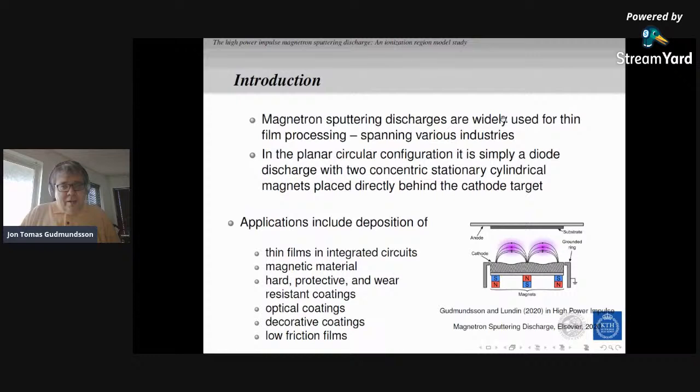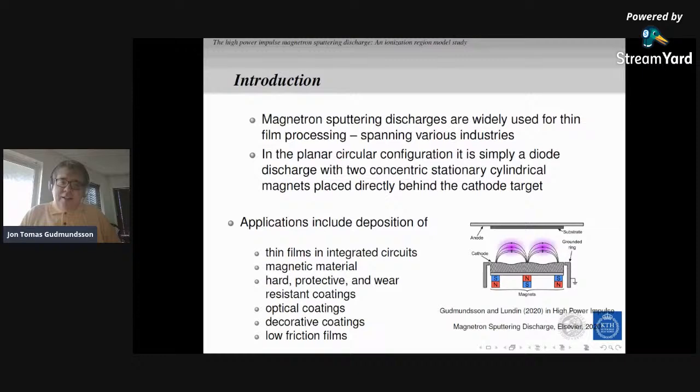Applications of this technique are various thin film depositions for integrated circuits, hard protective and wear resistant coatings, optical coatings, all kinds of coatings. So this is a very highly used technique that spans various industries.